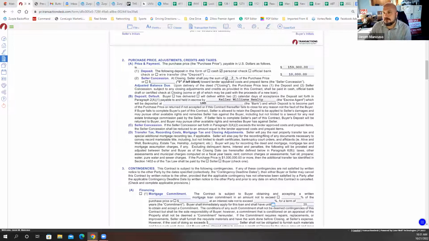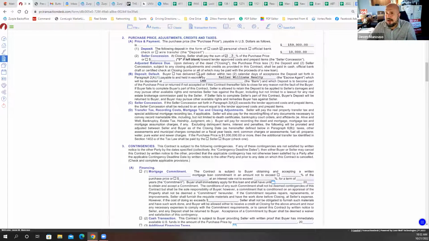Chances are that's coming out of your pocket. So that's how important it is to read the contracts when you're presenting them, obviously. And in this case, 3% is your entire listing side of the commission. So now you're working for free. So be very careful.